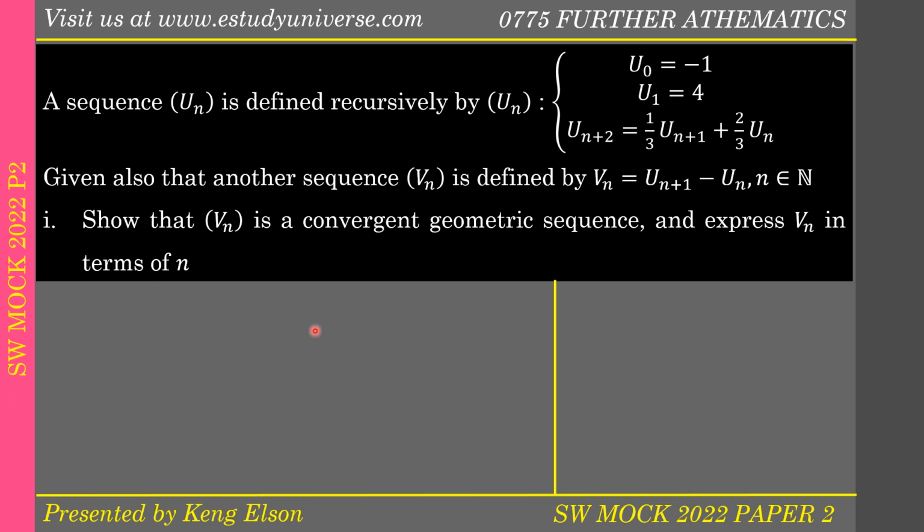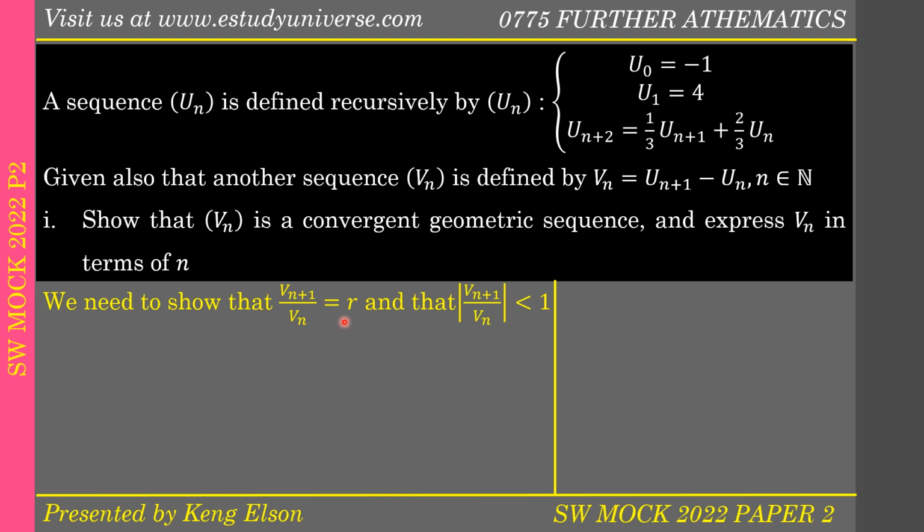So for us to show that a sequence is geometric, we need to show that the ratio between the (n+1)th term and the nth term is a constant, and to show that it is convergent, we need to show that the absolute value of that ratio is less than 1. That ratio is called the common ratio. So doing this, we have proven that the sequence is a convergent geometric sequence.